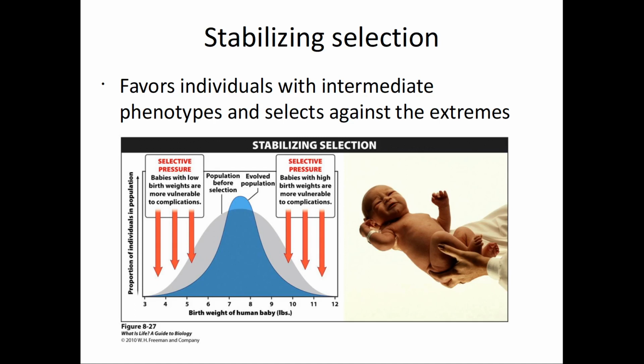Stabilizing selection, this is where we begin to see phenotypes that are in the middle or in the center part of the distribution beginning to be favored, and so you begin to see this sort of production of more of a bell curve in the population with selective pressure pushing from both sides.